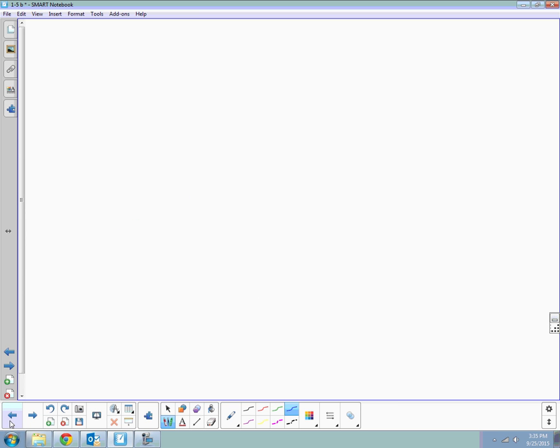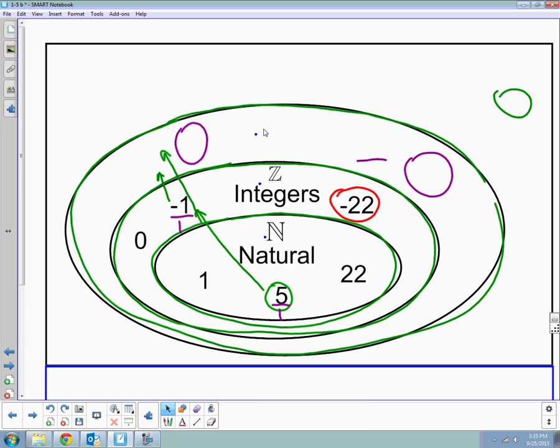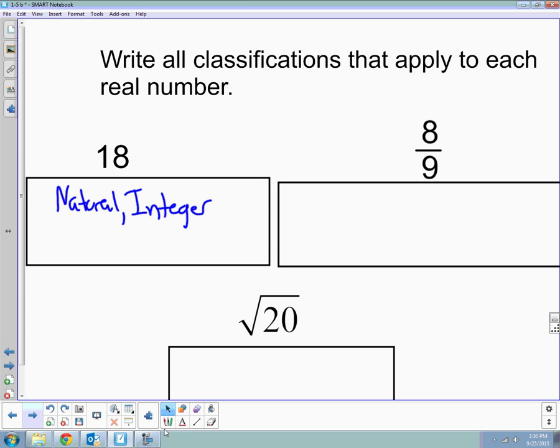Now we have to decide, is it a rational number? Remember that rational numbers can be written as fractions. So 18, we could write 18 as a fraction, 18 over 1. And so we can write 18 as a fraction, so we can call it a rational number. We cannot call it an irrational number. You can't have something that's rational and irrational at the same time. It can't make sense and not make sense at the same time. Does that make sense? So it can't be both rational and irrational. You've got all the names that apply to this real number.